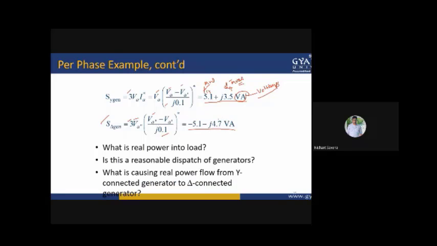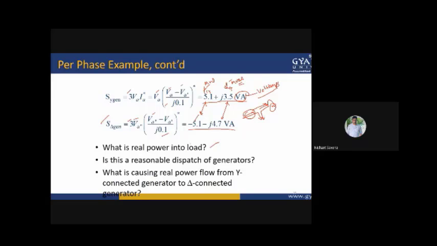Now what we can see in this is that the real power demand is negative in this case. Though they are similar, they are different, and the reactive power demands are different for these two. So what is the real power into the load? That means 5.1 is supplied from this side and minus 5.1 is supplied from this side. It is absorbing the real power. This generator is absorbing the real power. That means whatever real power is supplied by this has been completely absorbed by this.